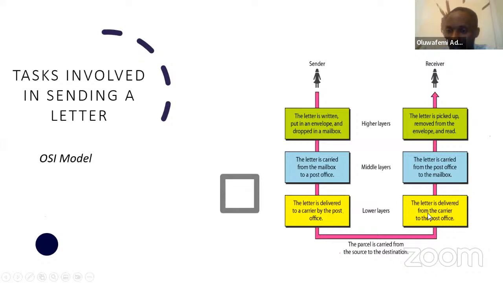The letter is delivered from the courier to the post office. The letter is carried from the post office to the mailbox. The letter is picked up, removed from the envelope, and read. Does that make any sense to you? Right? This is literally what you would do, sending a letter. And this thing also applies to the OSI model when you want to communicate from one device to another device, right?